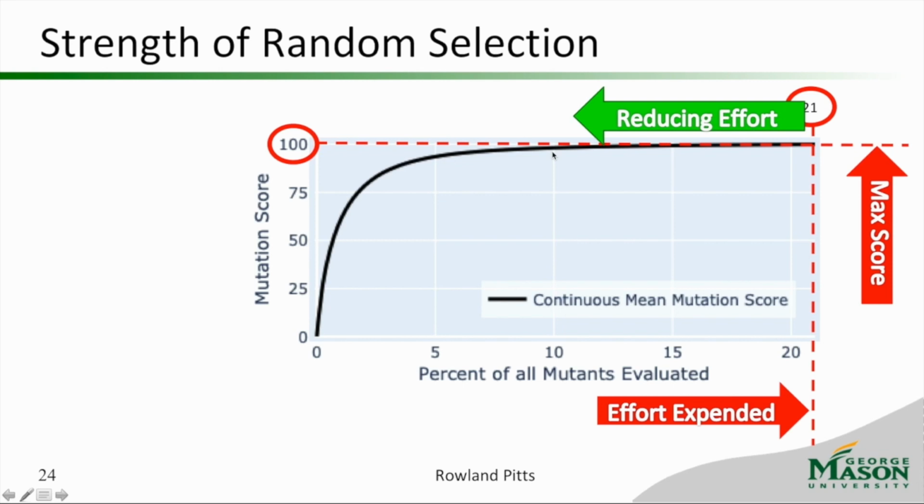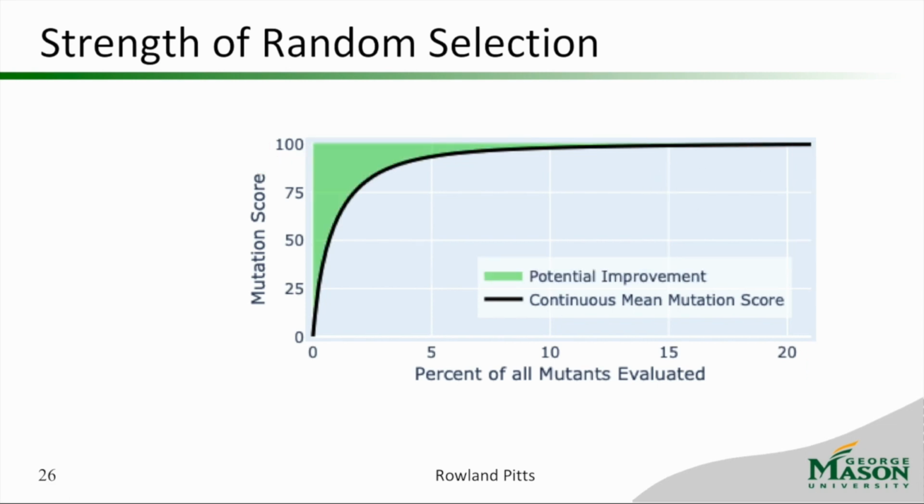Our real goal in all of this work is to reduce the effort it takes to get to that score of 100. We want to get there, but we'd like to get there faster. This gives us a target region. If we're going to improve performance, then this curve needs to move up into that green area.